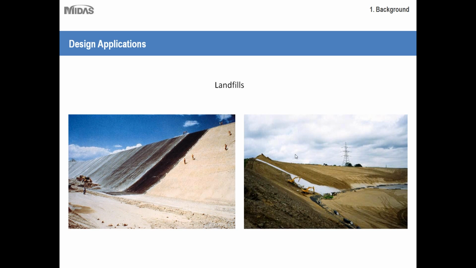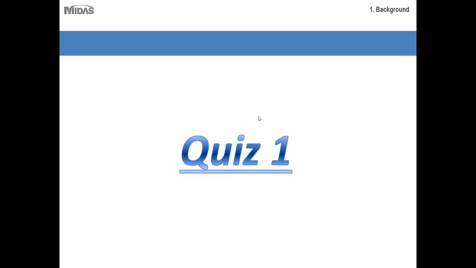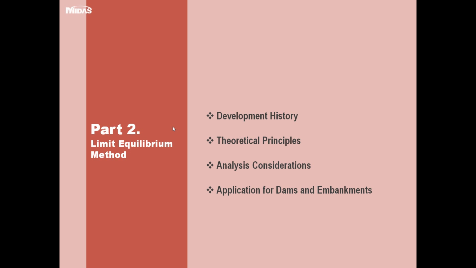Okay, so those are just a couple of examples of slope stability and when they're used and when you need to do the analysis. And what we'll have now is a very quick quiz. The quiz itself is only 3 multiple choice questions. You'll have up to 5 minutes to.